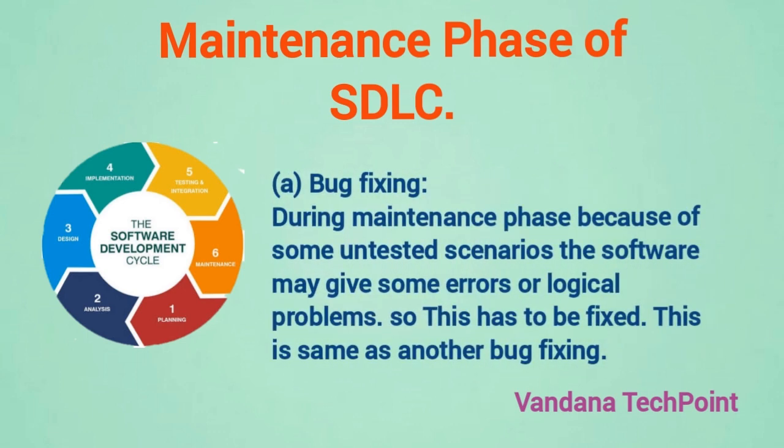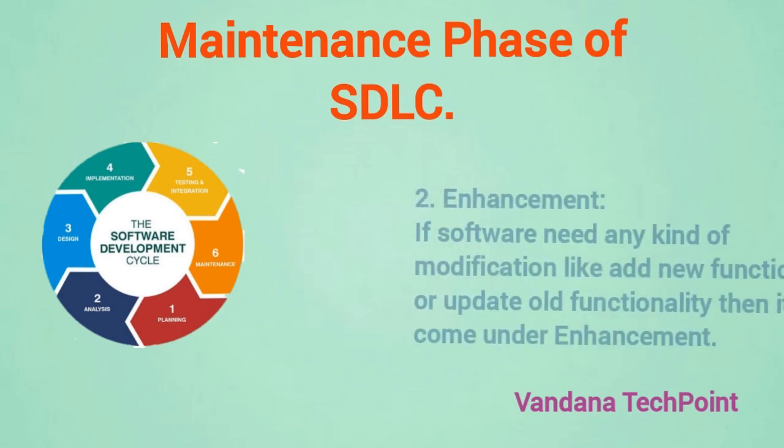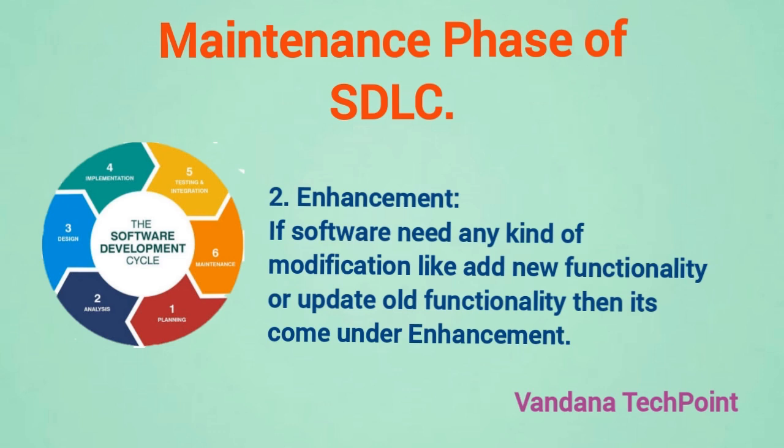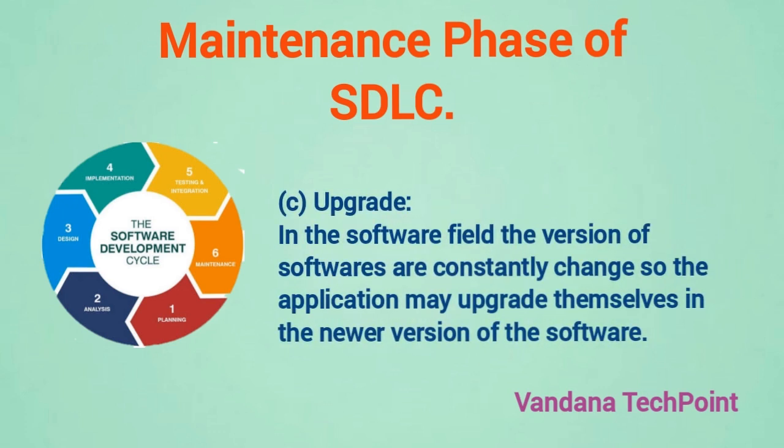First, bug fixing. During maintenance phase, because of some untested scenarios, the software may give some errors or logical problems. So this has to be fixed. Second, enhancement. If software need any kind of modification, like add new functionality or update old functionality, then it comes under enhancement. Third, upgrade. In the software field, the version of softwares are constantly changed, so the application may upgrade themselves in the newer version of the software. So this was maintenance phase of SDLC.